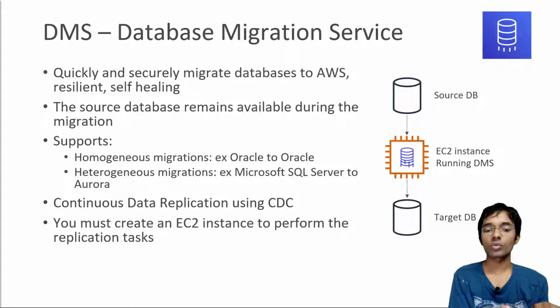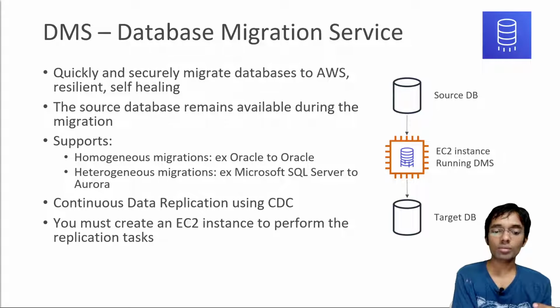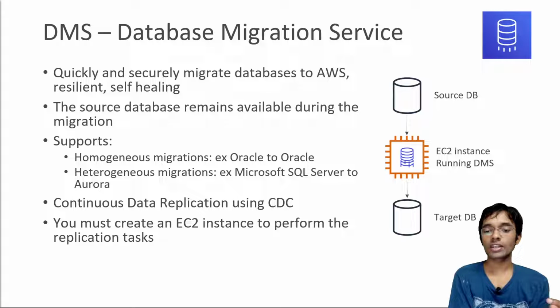you need to create an EC2 instance that will perform the replication task for you. So the idea is very simple. The source database is on-premise, and we are going to create an EC2 instance that will be running the DMS software, and then it will insert the data into the target database.